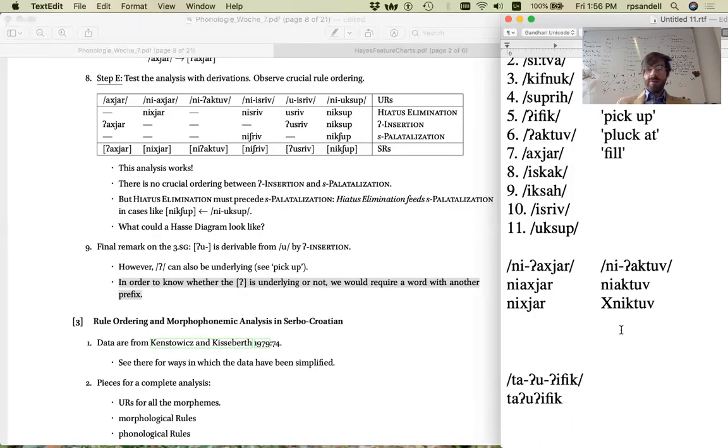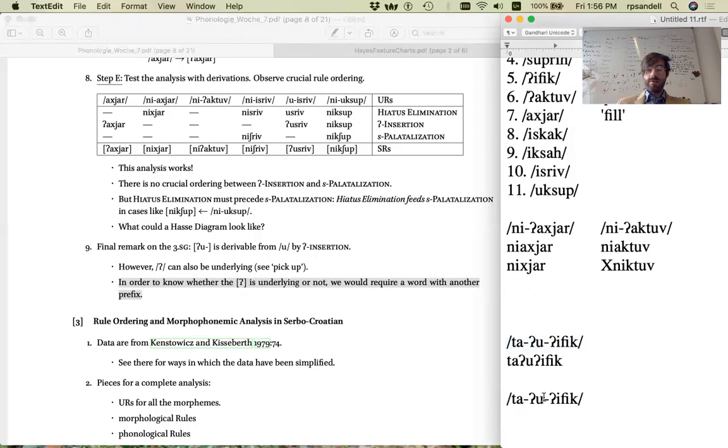If the glottal stop is not underlying, however, let's consider the other possibility. What would happen? In that case, there would be the context for the application of hiatus elimination, right? Since we now have two vowels next to each other. The u would be deleted, and the result is that we would not see the third singular prefix at all. The resulting form would simply be ta-ifik.